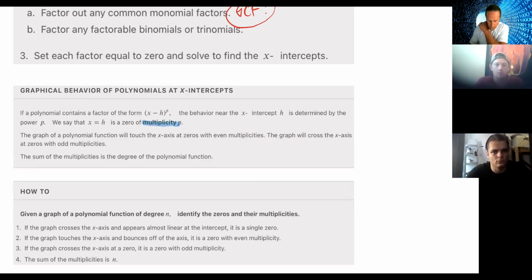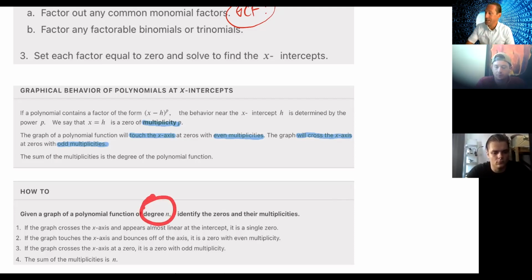All right, so we'll talk about how the odd will go to the opposite side and therefore cross, and the even will touch and bounce back the same way. Okay. Other than that, another quick review.